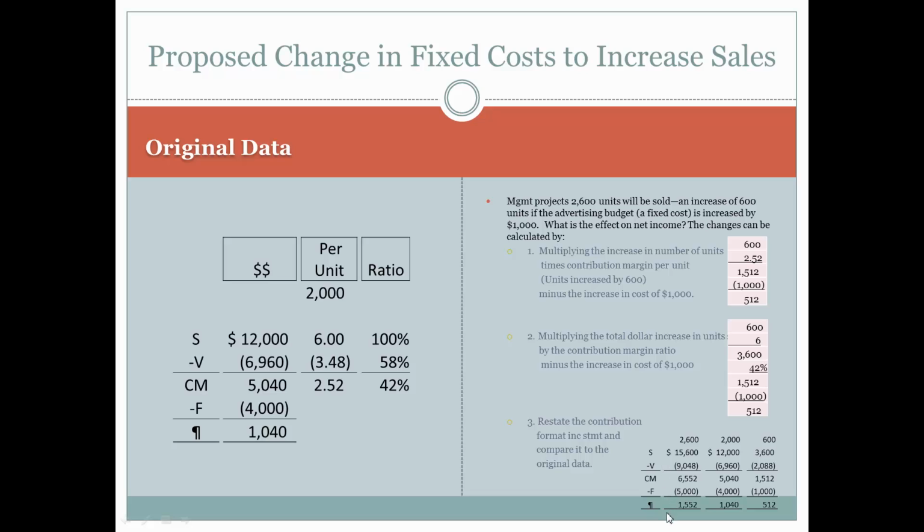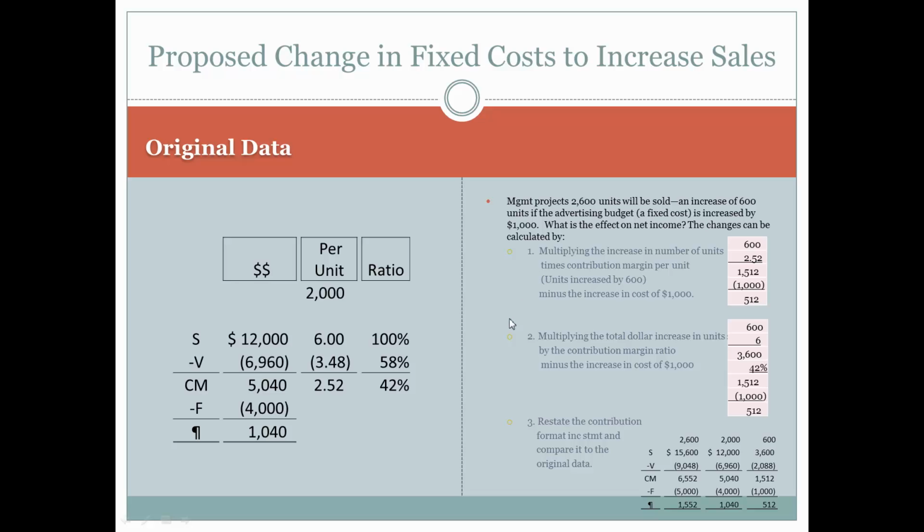So we can restate the contribution format income statement for this scenario. From that, we can look at what it would have been if we hadn't spent the additional $1,000 and our sales level remained the same. We can see the differences, and we can see that the increase is $512. So if you calculate it by 1 and 2, I would caution you to restate it as we did in scenario number 3 in order to check that you've gotten the correct calculation in 1 and 2.